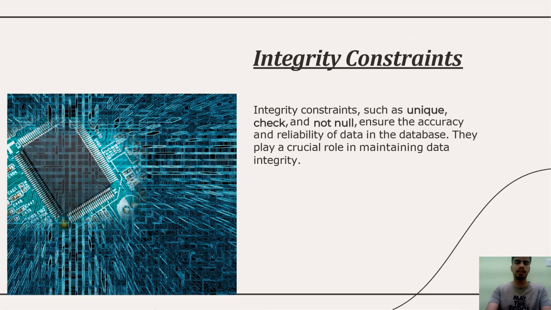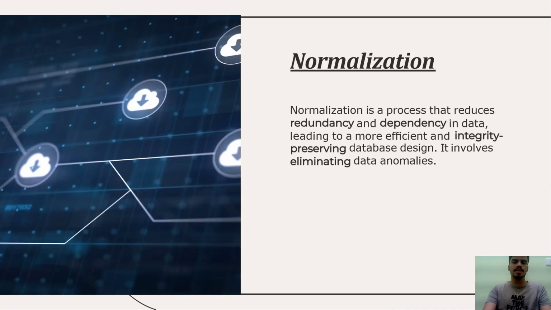Integrity constraints. Integrity constraints such as unique, check, and not null ensure the accuracy and reliability of the data in a database. They play a crucial role in maintaining data integrity. Normalization. Normalization is a process that reduces redundancy and dependency in the data, leading to a more efficient and integrity-preserving database design. It involves eliminating data anomalies.